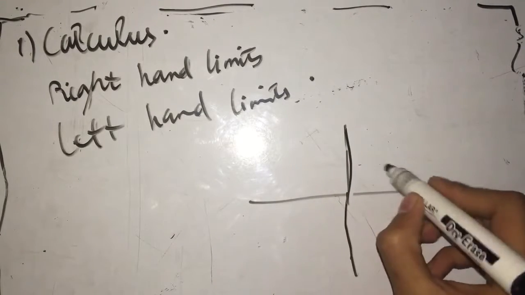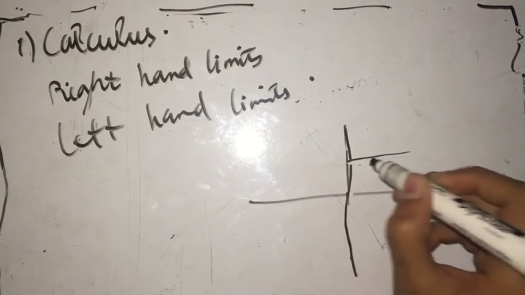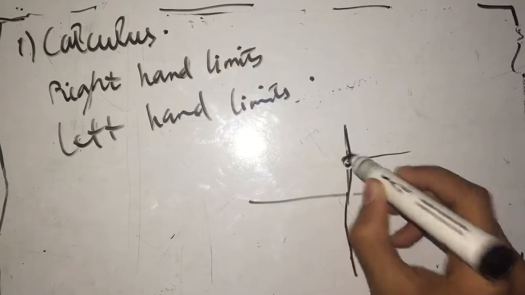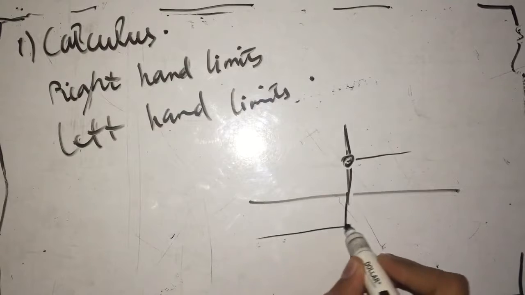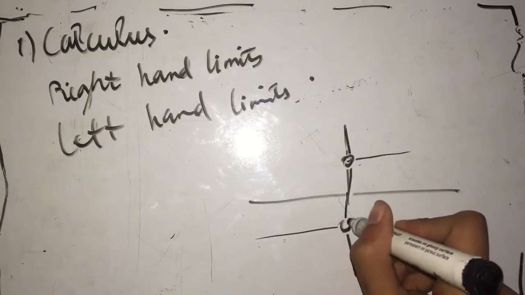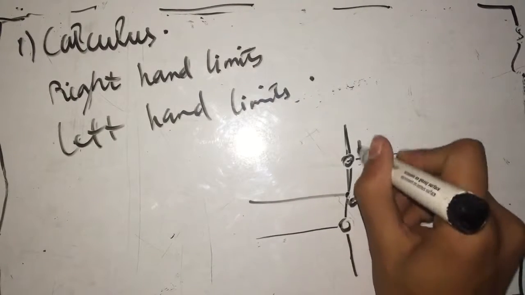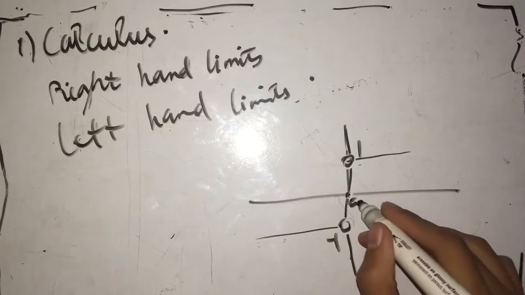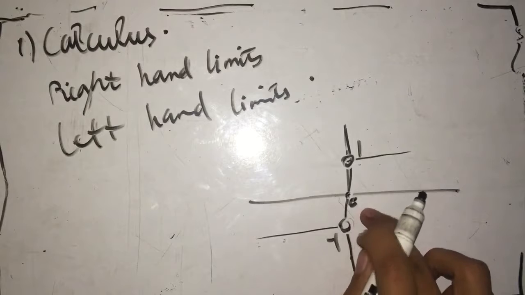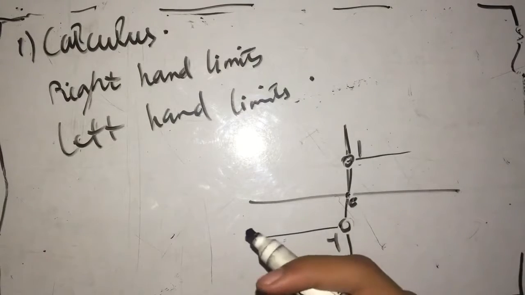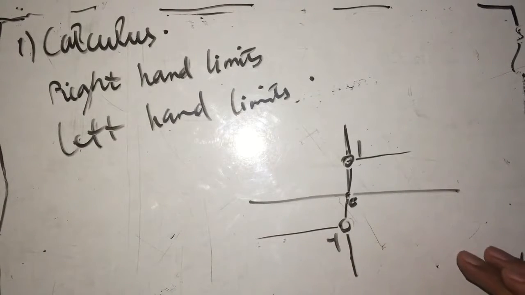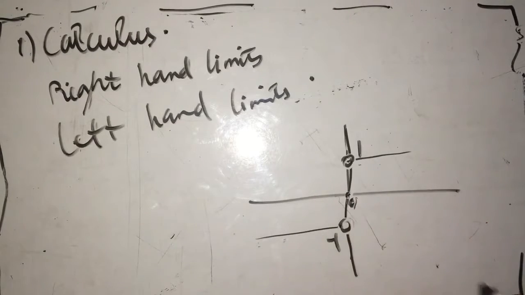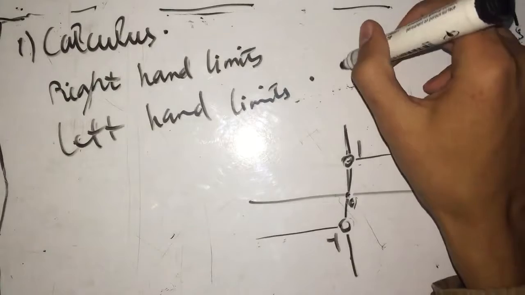And here this is an open interval, and right here this is an open interval, and this is 0, this is 1, this is -1. So when x is approaching 0 from the left side, from the right side, when x is approaching 0 from the right side, its limit is 1.